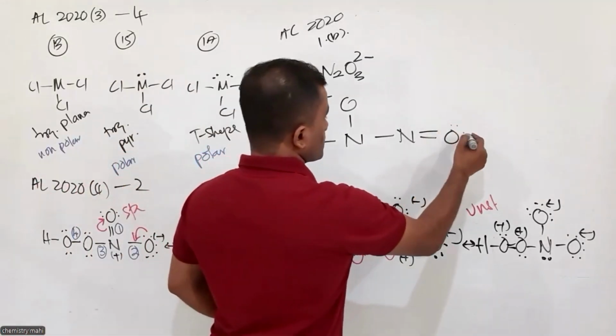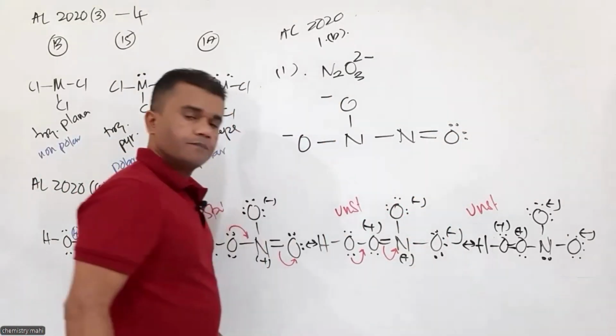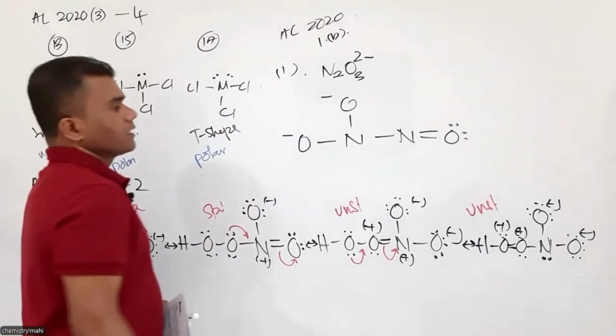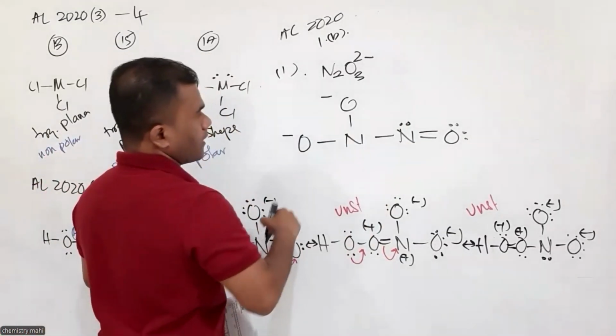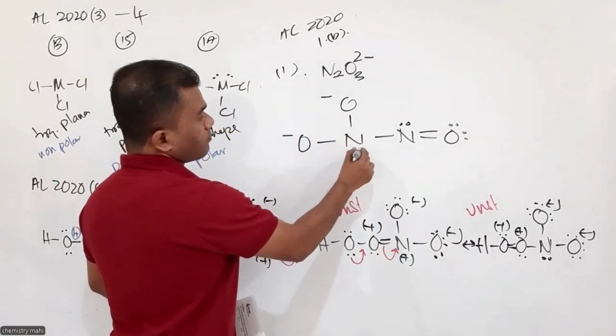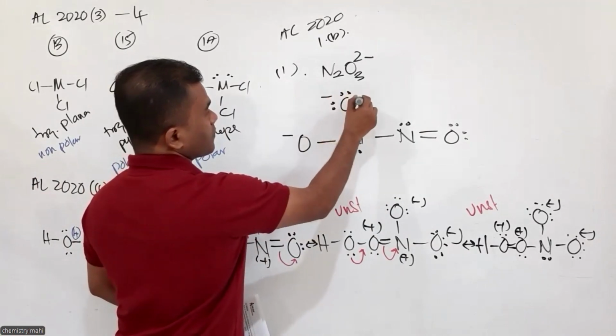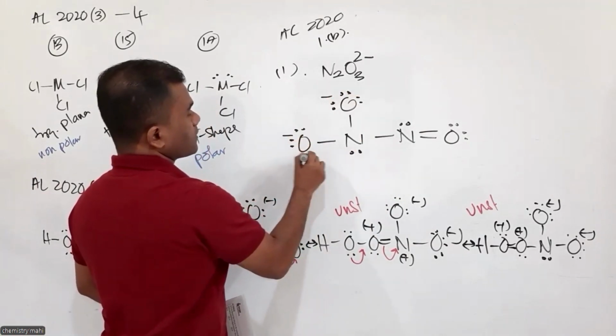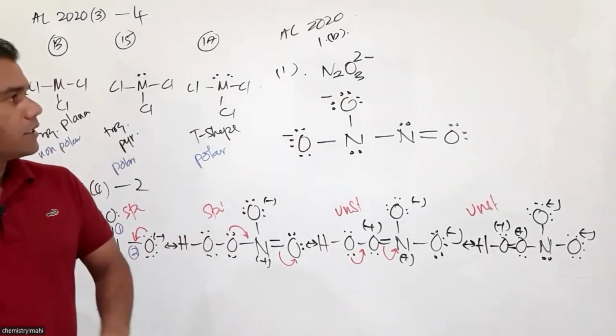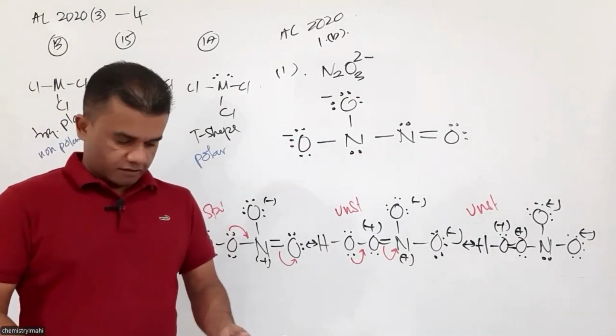Oxygen has 2 more pairs because the total should be 6, with 2 in bonding. This nitrogen should have 1 more pair. This nitrogen, 3 given, means 1 pair. This oxygen minus means 3 more pairs, 3 more pairs, 3 more pairs. This should be the most stable Lewis structure for this one.